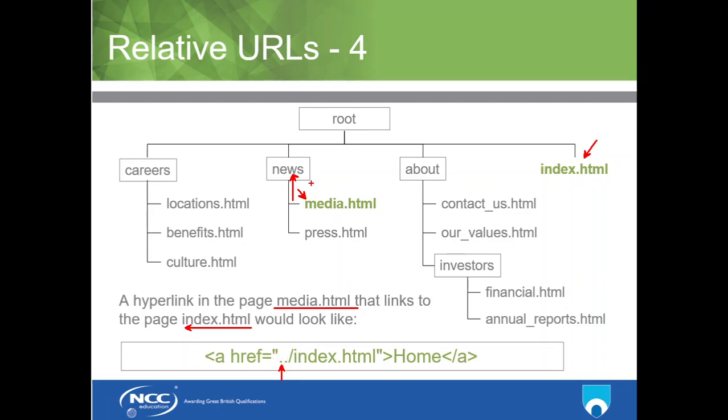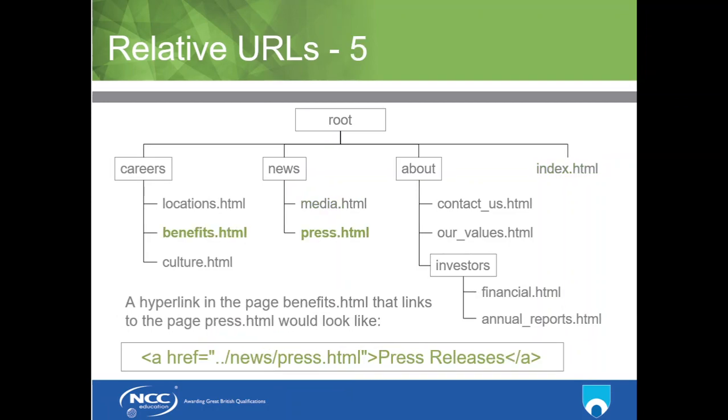So when you use two dots, we exit from that folder. So now we are in the root folder. Is index.html in the root folder? Yes. So the next thing we write is the name and extension of this particular index file. So that's how we get out. So this particular link, when clicked from the media.html page, it's going to load the index.html page. So when you click on home, it's going to load index.html. So that's how you get out of the folder. So I hope you understand that. Okay. Another example here.